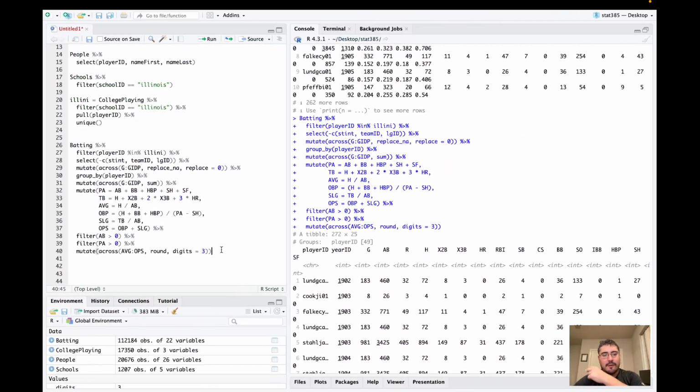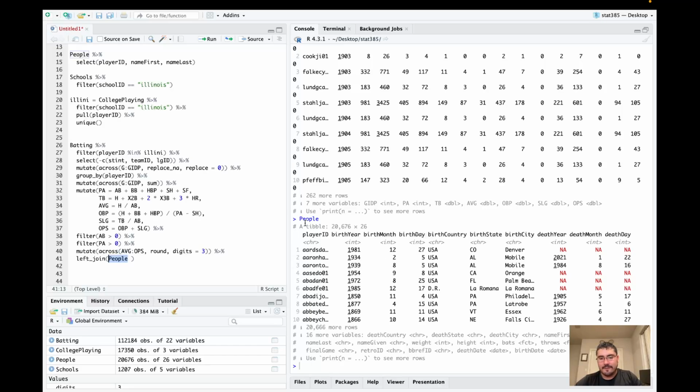Geez, I keep going the wrong way on this. Okay, so let's do that. So we are going to left join, excuse me, people. And I'm going to do some manipulation inside of the left join column. So this would take a tibble. This would take everything from people. Let's look at people again. Has a lot of stuff. Way too much stuff, including all this stuff that isn't displayed. There's 26 columns. All I want are birth year and name first, name last. So I'm just going to select the things that I want.